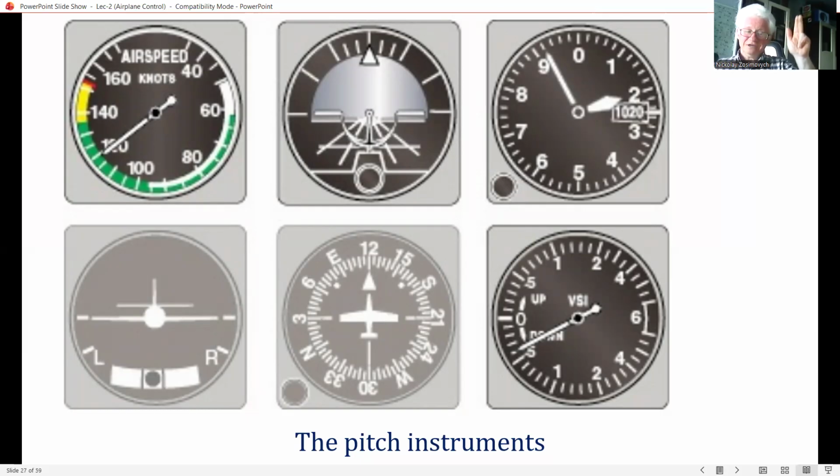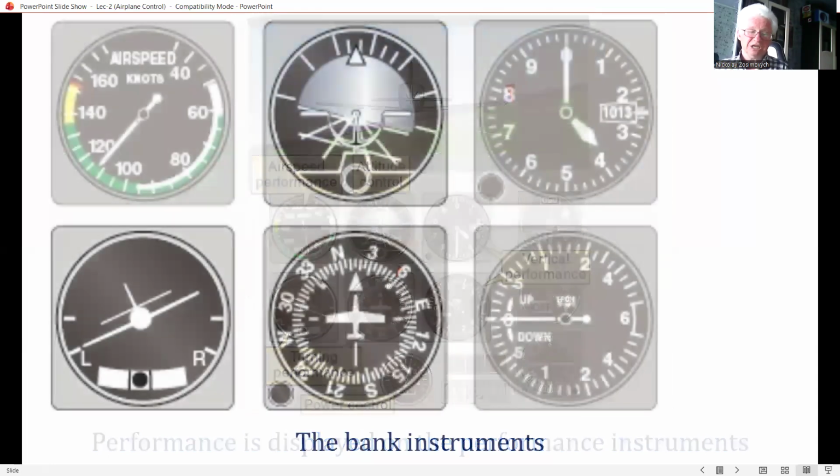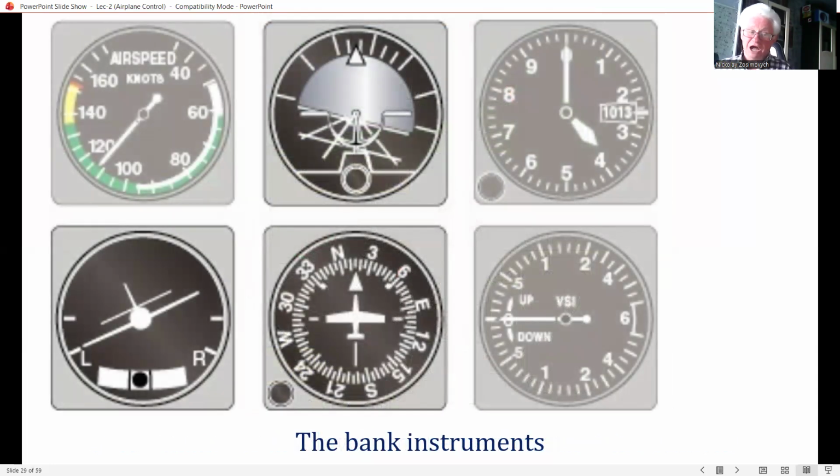Changes in pitch attitude are shown directly on the AI, and the change in aircraft performance is reflected on the altimeter, VSI, and ASI. Changes in the bank angle are shown directly on the AI and are reflected on the turn coordinator and the heading indicator. The coordination, or finesse of flight, is shown by the coordination ball.